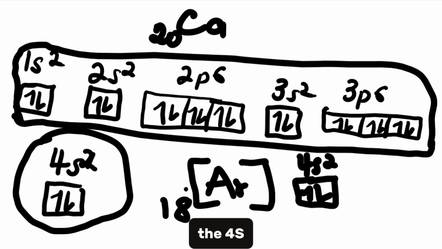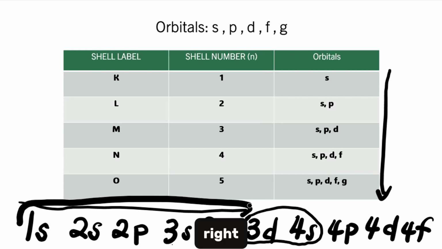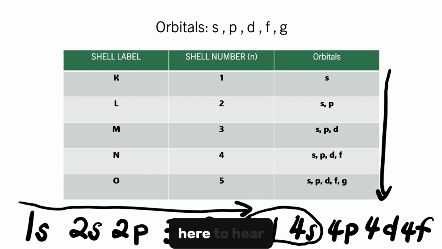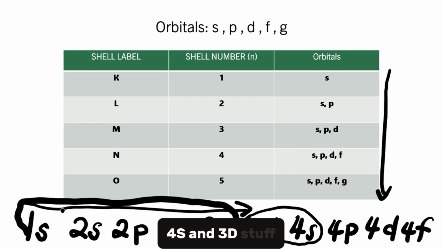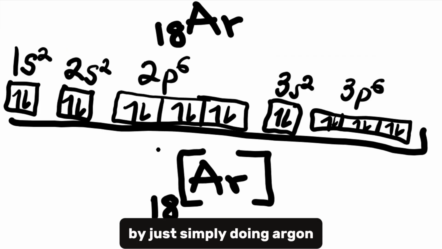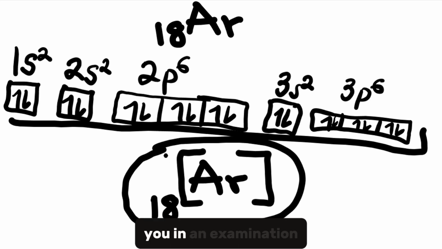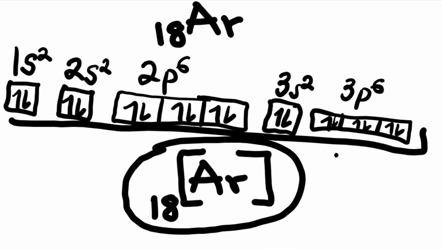So before you move to the 4s and the 3d and all that in the list, if you move from here to here, the d is not part. So before you move to the 4s and 3d where the switching occurs, you can represent all this by simply writing argon. This is just a simple shortcut, and I'm just going to use it to explain to you. But when they ask you in examination, make sure you break it down fully, right? We assume that you know how to fill from here to here before we proceed.